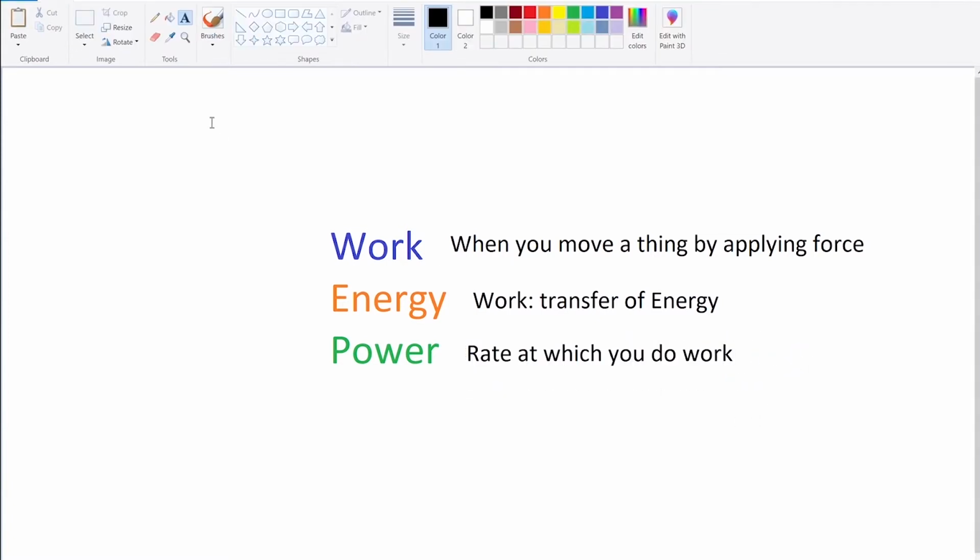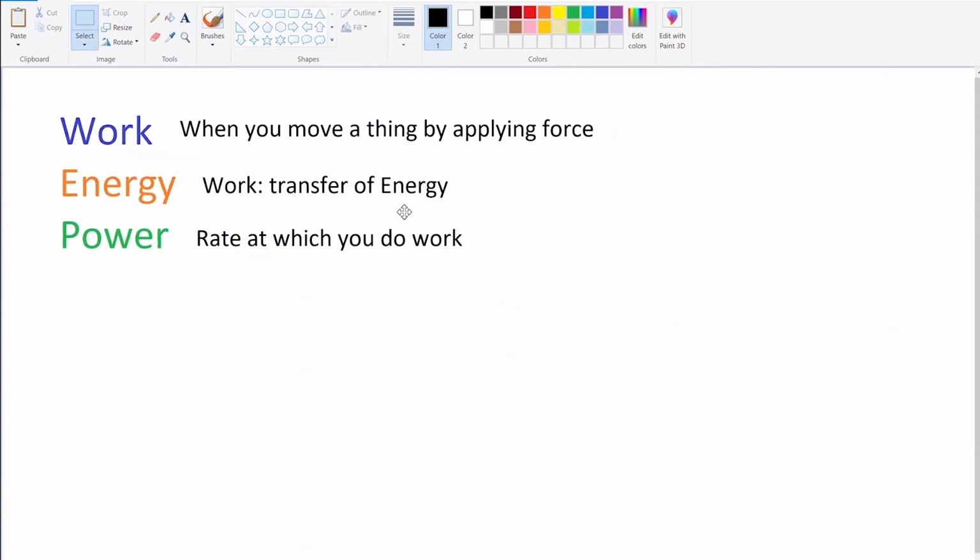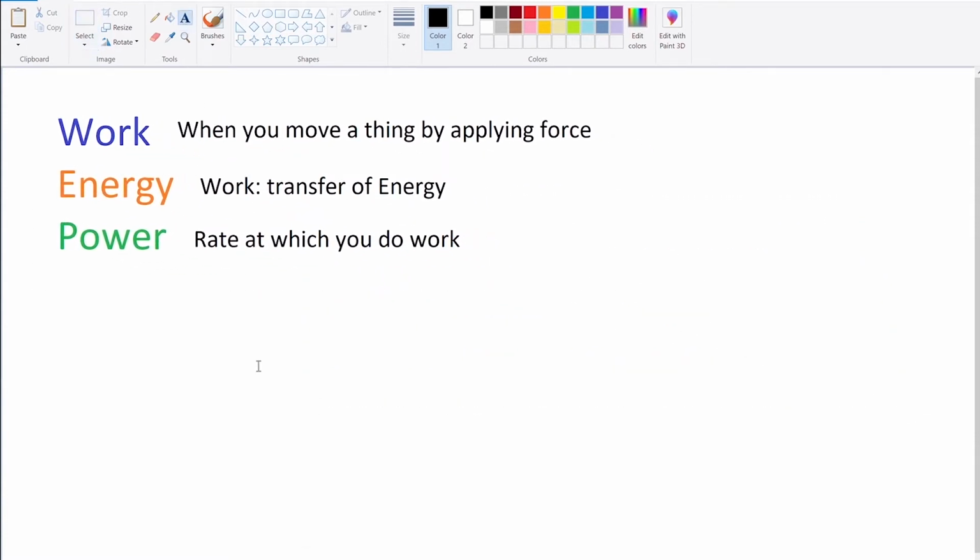So some examples of work can be things like anything that causes an object to move in this sense. So that can be things like pushing a box or throwing a ball. And all of those things require energy, and you can also measure the power that you use when you're doing that work. All right, so let's look at it a little bit more mathematically when we're talking about work.